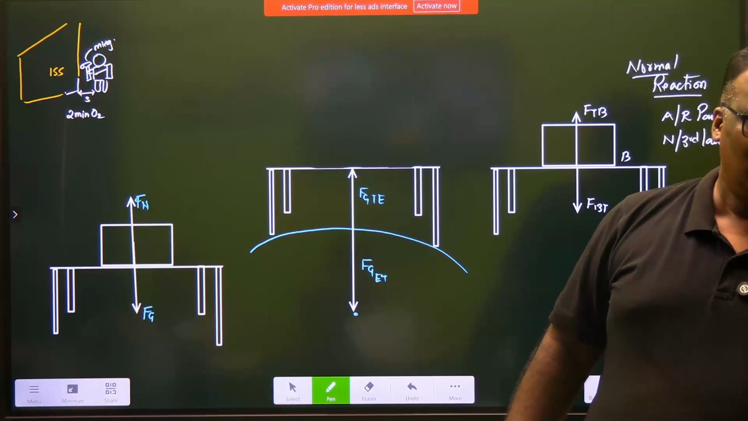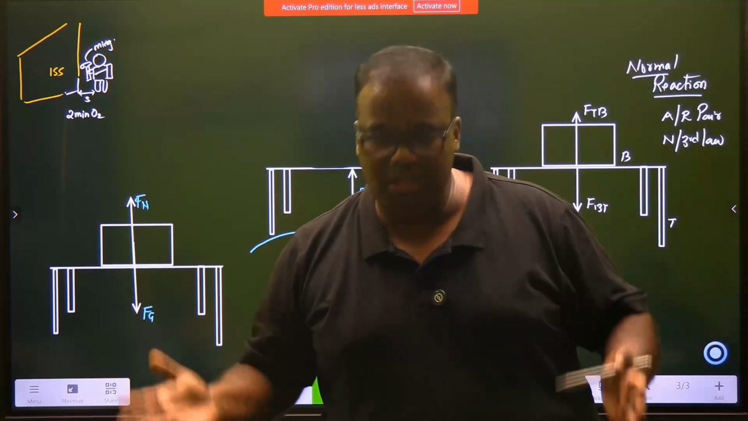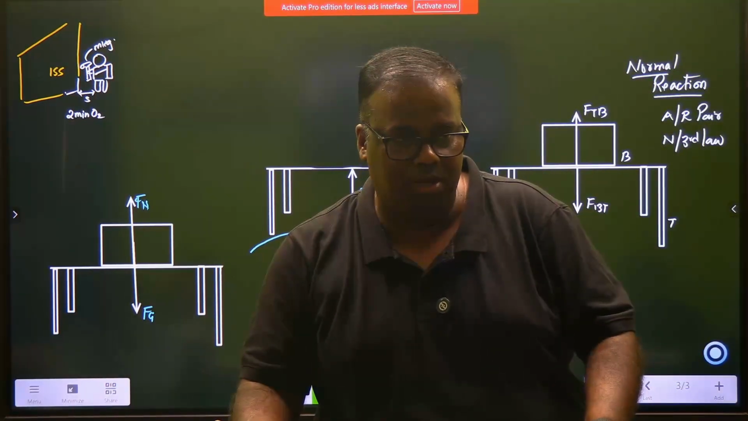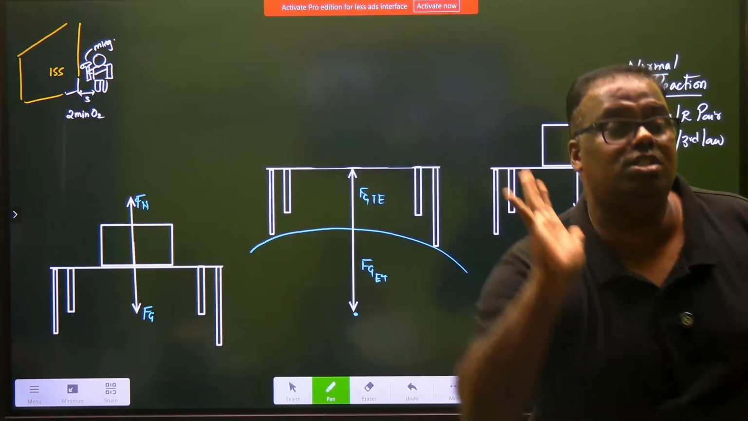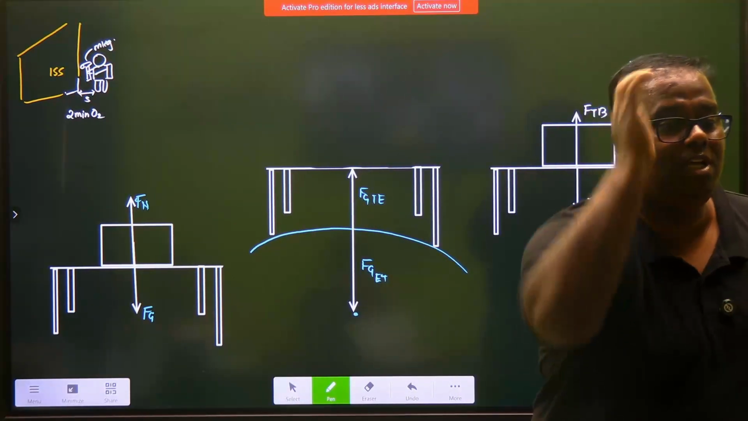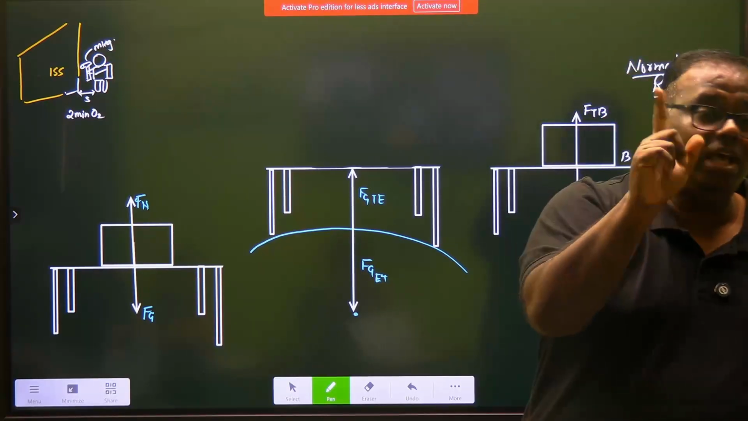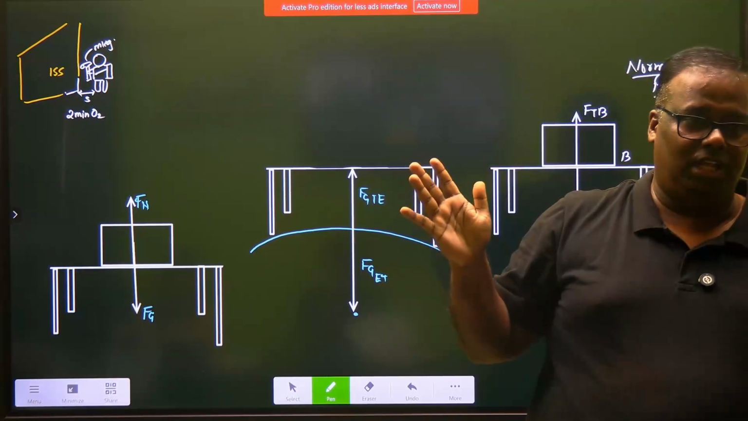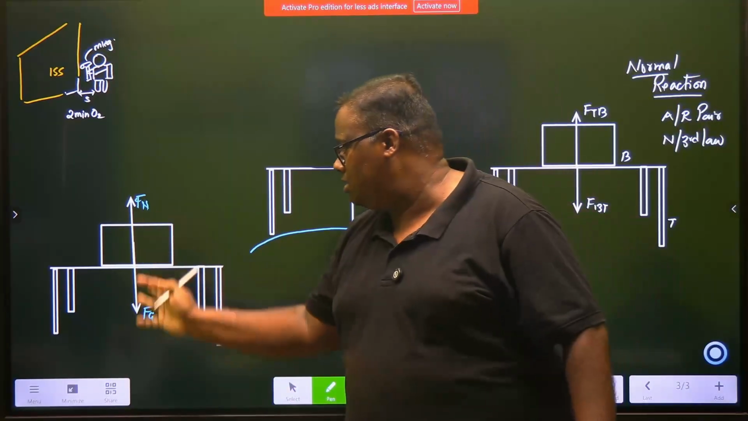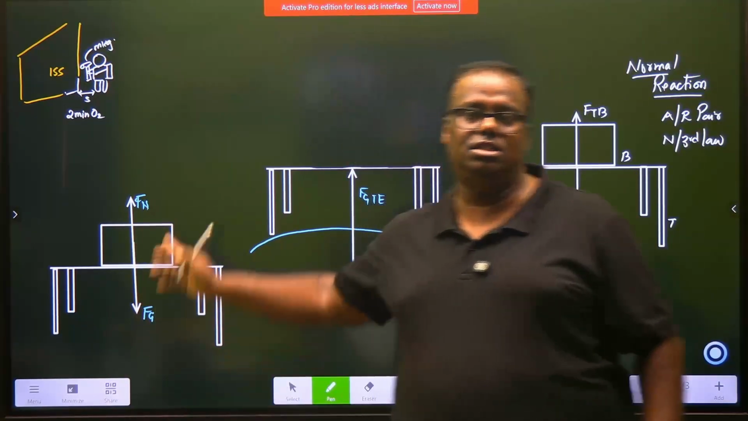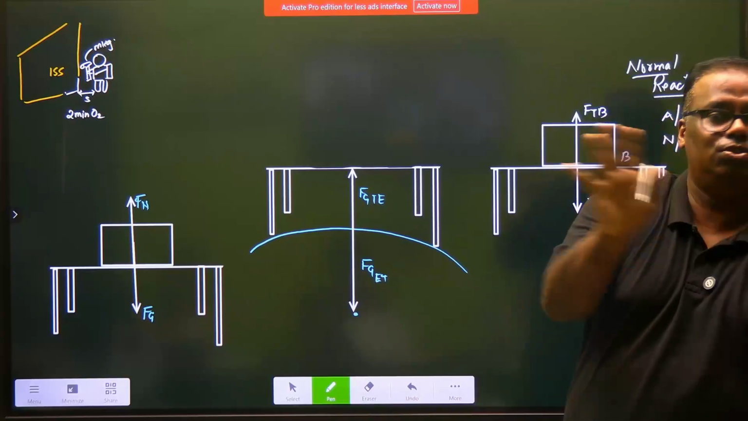Do you understand? If instead of the puppy, I bring a newly born elephant baby on this table, what happens? The table breaks because the normal reaction is not sufficient to balance the weight of the elephant. So in that case, balancing is not there, but they are still not an action-reaction pair. Books will write what you know: this is weight and this is normal reaction. This is Newton's third law. This is not Newton's third law.